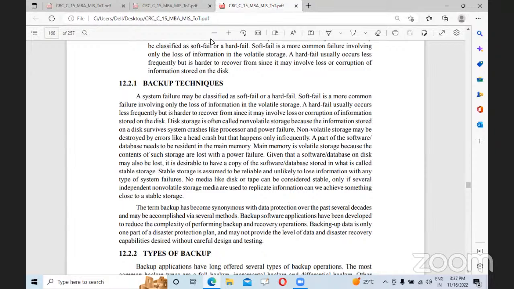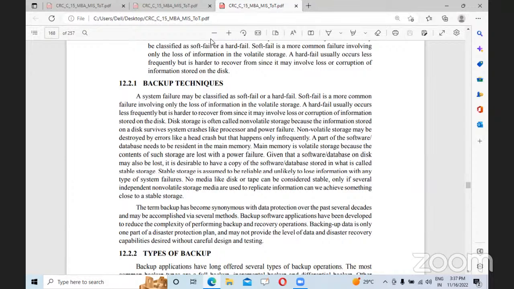A system failure may be classified as a soft fail or hard fail. Soft fail is a more common failure involving only the loss of information in the volatile storage. A hard fail usually occurs less frequently but is harder to recover from since it may involve loss or corruption of information stored on the disk.